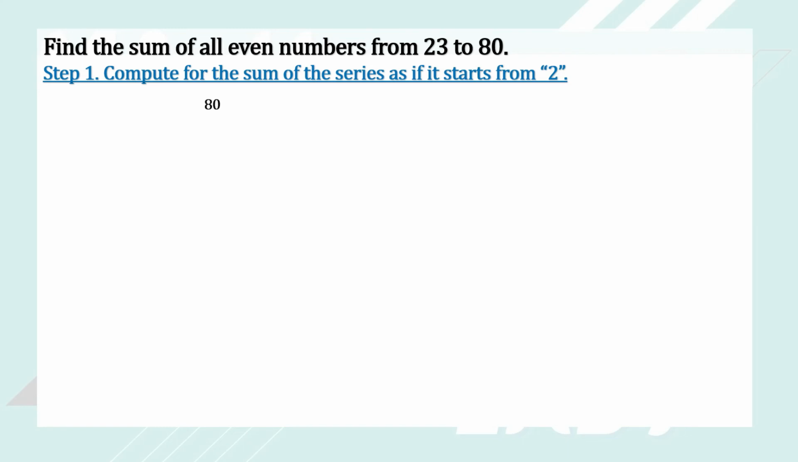So, ang last even number natin sa ating set of numbers ay 80. So, 80 divided by 2 is equal to 40. So, 40 multiplied by a number next to it. So, 41. 40 times 41 is 1,640.